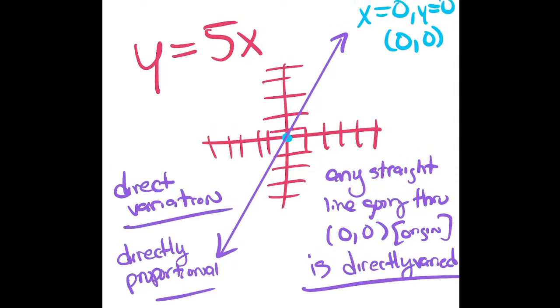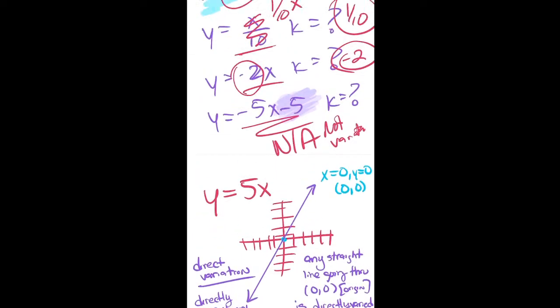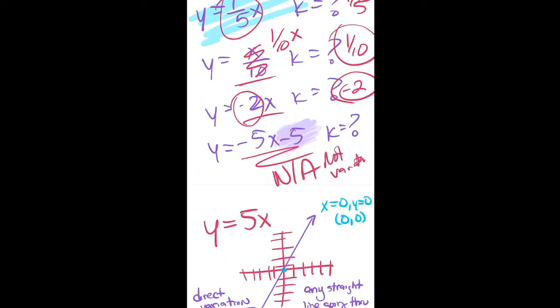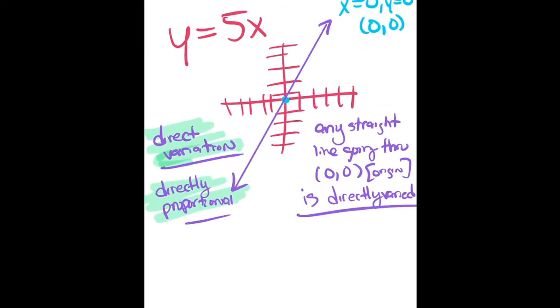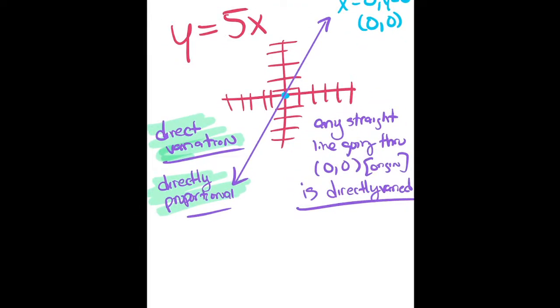Okay, in fact, in the form, you know how we've been finding k? That k stands for the proportionality constant. So they used the word proportion for this because proportion and direct variation are the same thing. Directly proportional and directly varied are the same thing. Okay, so for graphs, you're looking for lines that go straight through 0, 0.